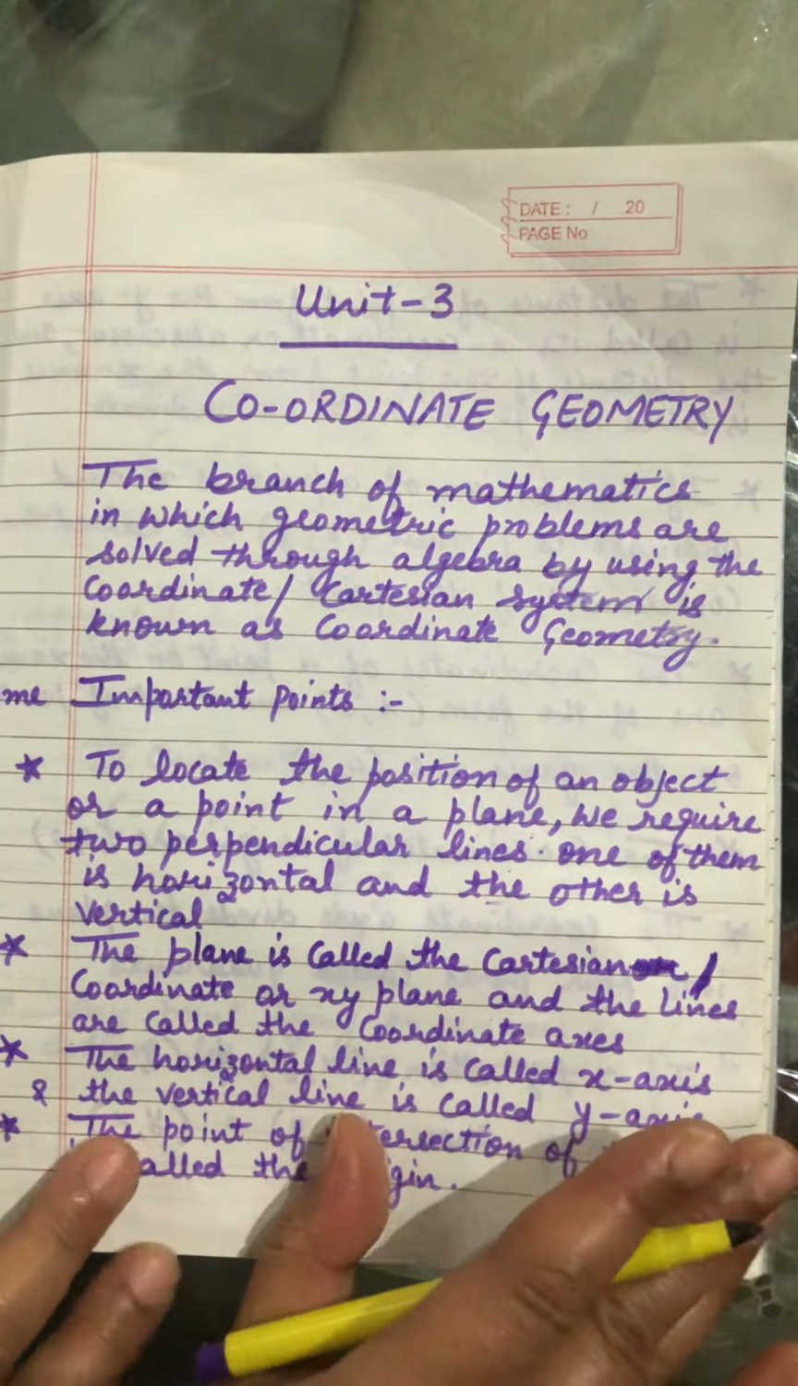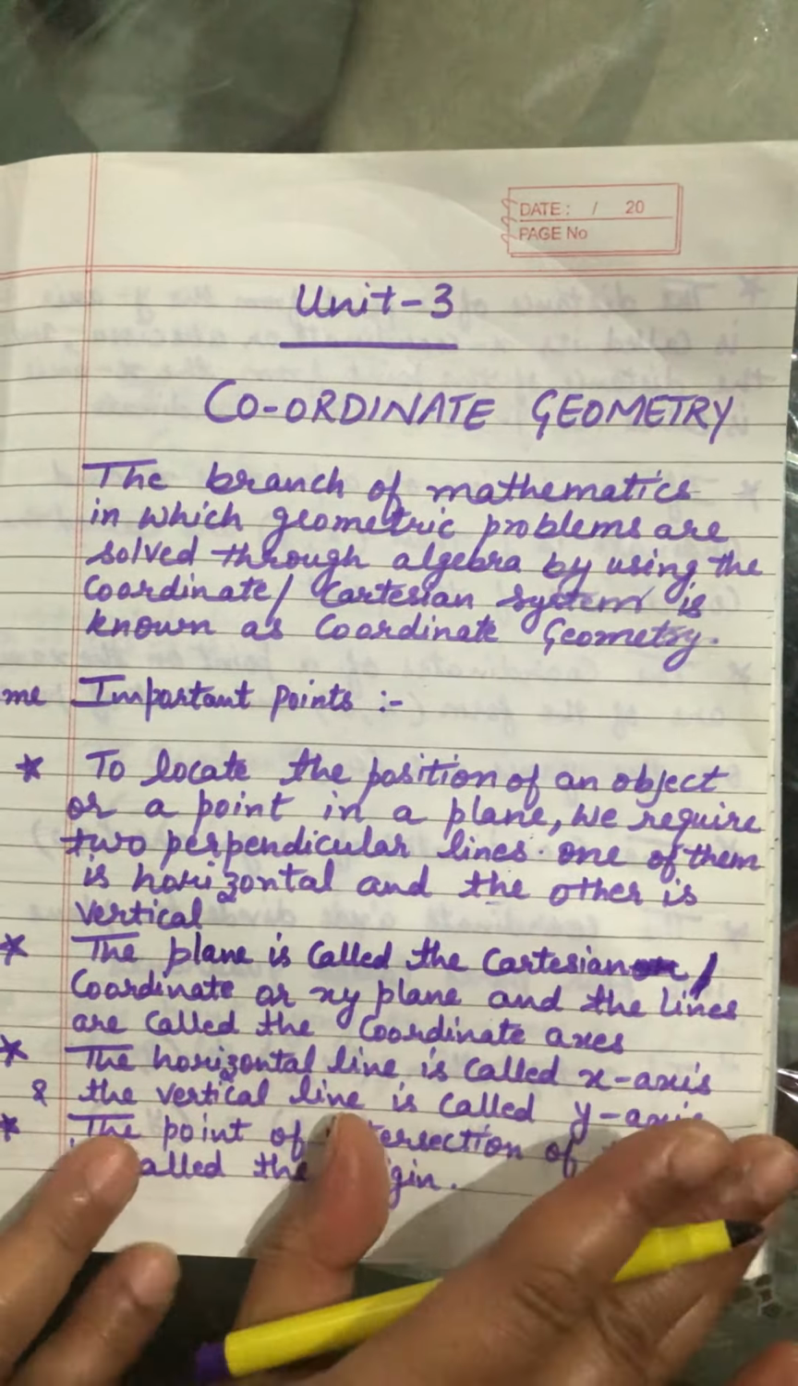The horizontal line is called the x-axis. You can see this, X'OX, is the horizontal line, and this vertical line, Y'OY, is called the vertical line, the y-axis. The next point is that the point of intersection of the axes is called the origin.